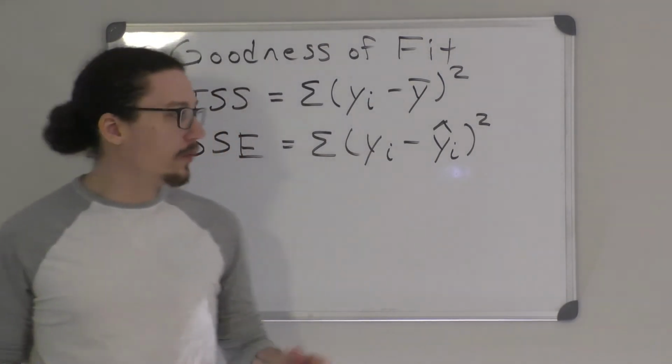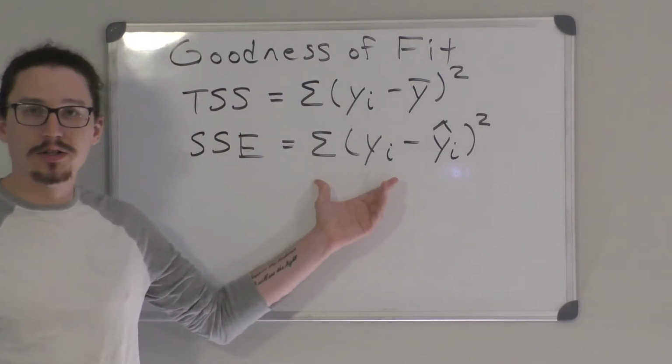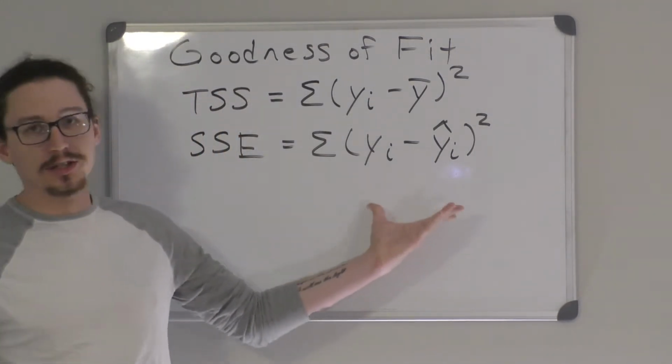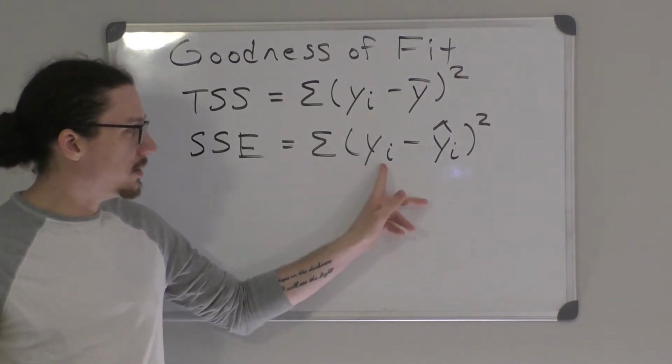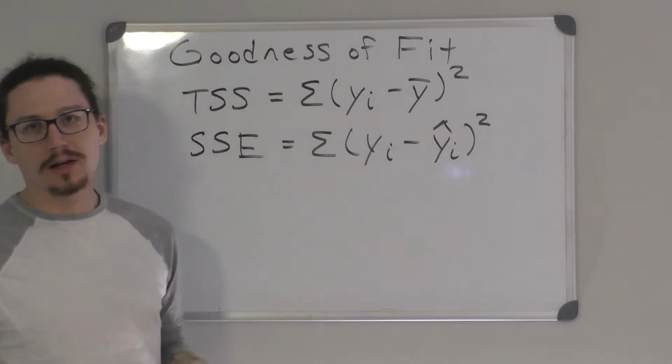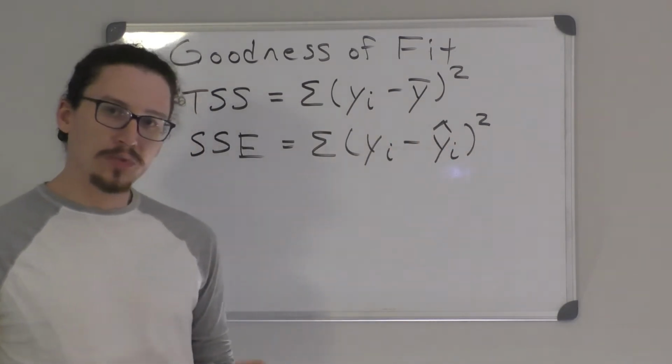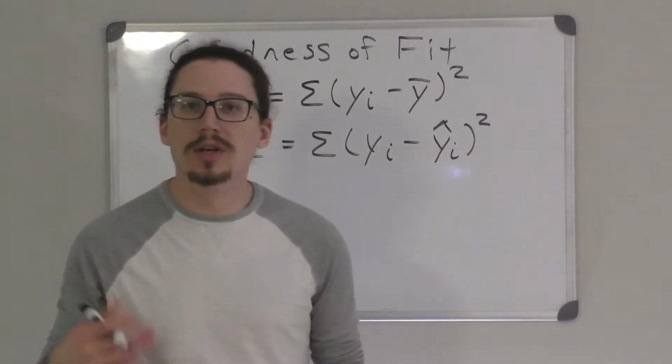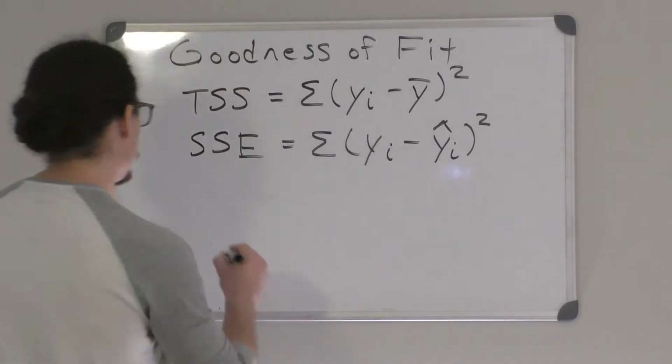We've already talked about sum of squared errors in the previous video, right? This is just our error, yi, the observed, minus yi hat, the predicted, squaring those errors. The new one that we're going to introduce is the sum of squares regression.